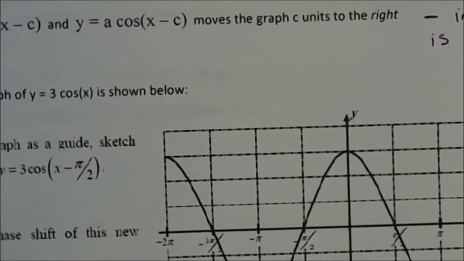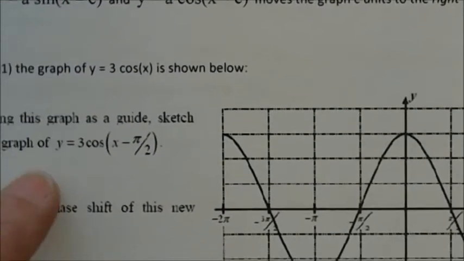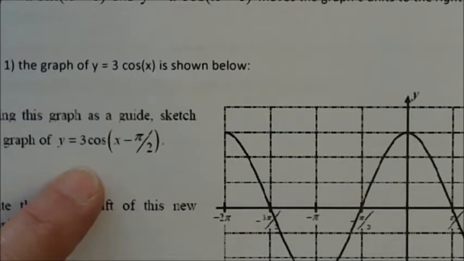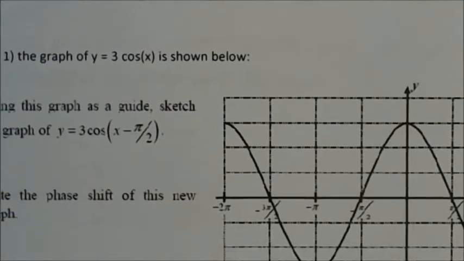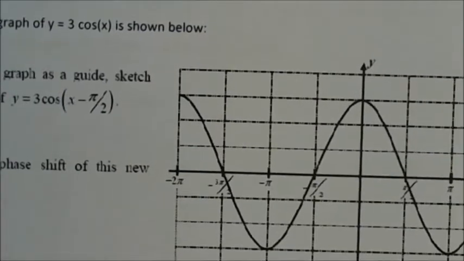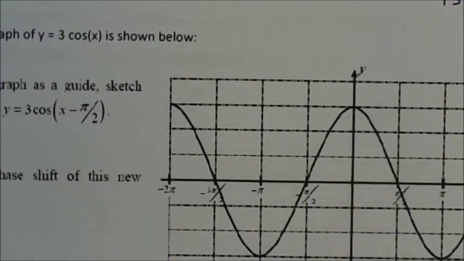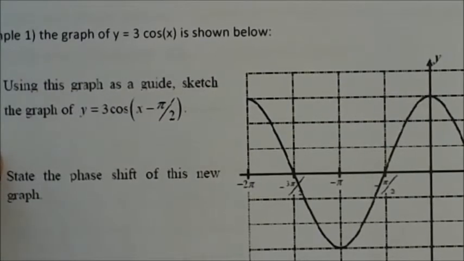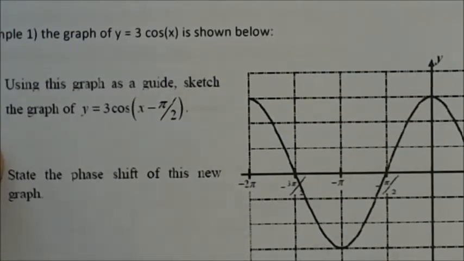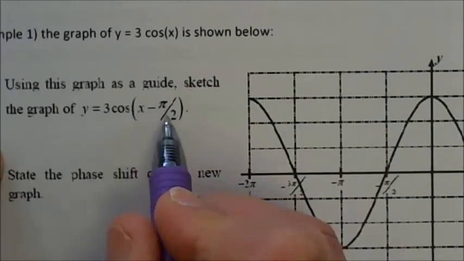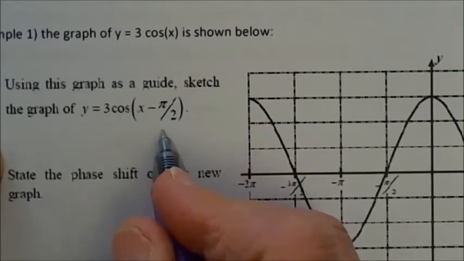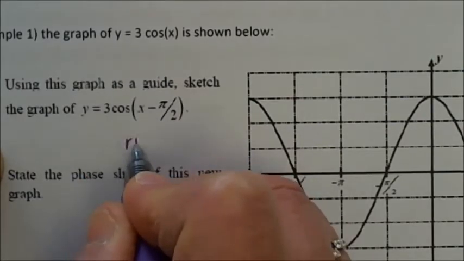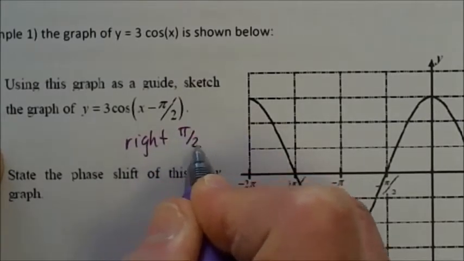So in the first example, using this graph as a guide, we get the graph of y equals 3 cosine of x minus pi over 2. All right, so we have graphed for us already y equals 3 cosine x, a cosine curve. And we want to sketch the graph of y equals 3 cosine of x minus pi over 2. Well, the minus pi over 2 inside the parentheses means we're going to take each point and shift it to the right pi over 2 units.